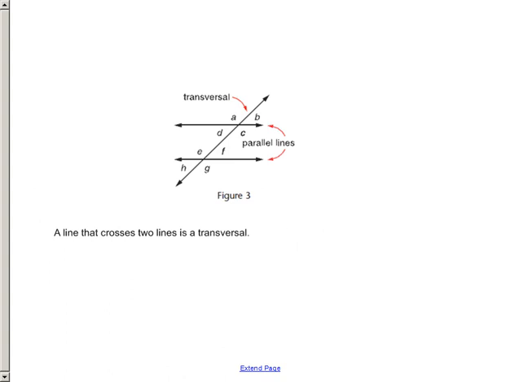A line that crosses two lines is called a transversal. You've got two parallel lines here and another line that crosses it. The line that crosses it is the transversal. That is not one of your new vocabulary words right now, but I draw this picture so that you can see the angles. Again, we've got angle A and angle B are adjacent angles.